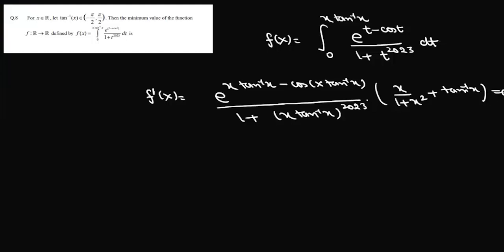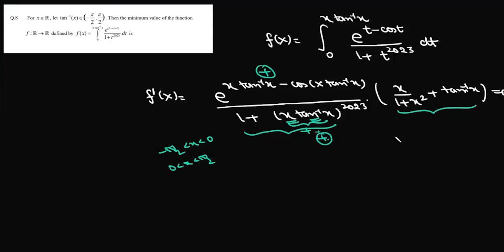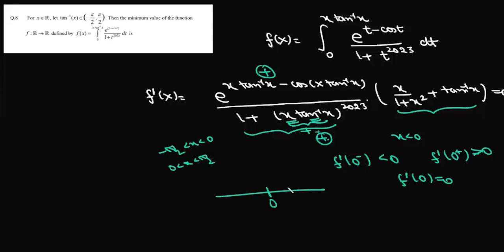Now what we'll do is we'll put it equals to 0. Now exponential function is always positive. Now this x tan inverse x will always be non-negative. This expression also will be positive. Now the only expression that changes sign is this one. Now when x is less than 0, f dash 0 negative will be less than 0, and f dash 0 positive will be greater than 0, and f dash 0 is 0. So here the critical point is 0, rightmost is plus, and this is minus. So we have a point of minima at x equal to 0. So minimum value of this function is given at x equal to 0.